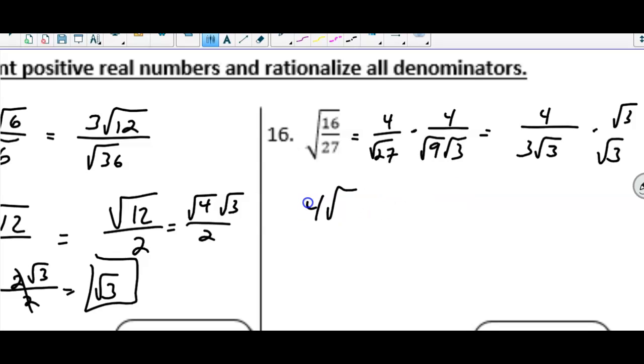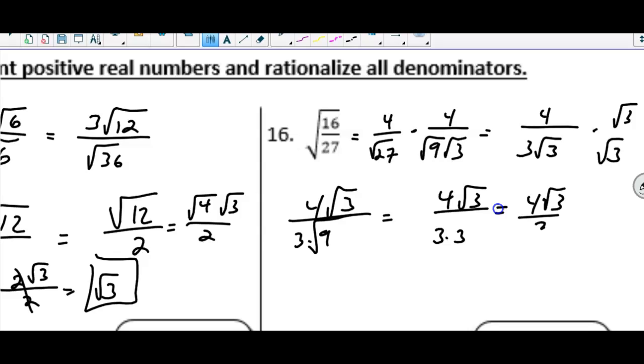So 4 radical 3 all over 3 times 3, because radical 3 times radical 3, or we'll just say square root of 9, I don't want confusion. Then square root of 9 is 3, which is 4 square root of 3 over 9.